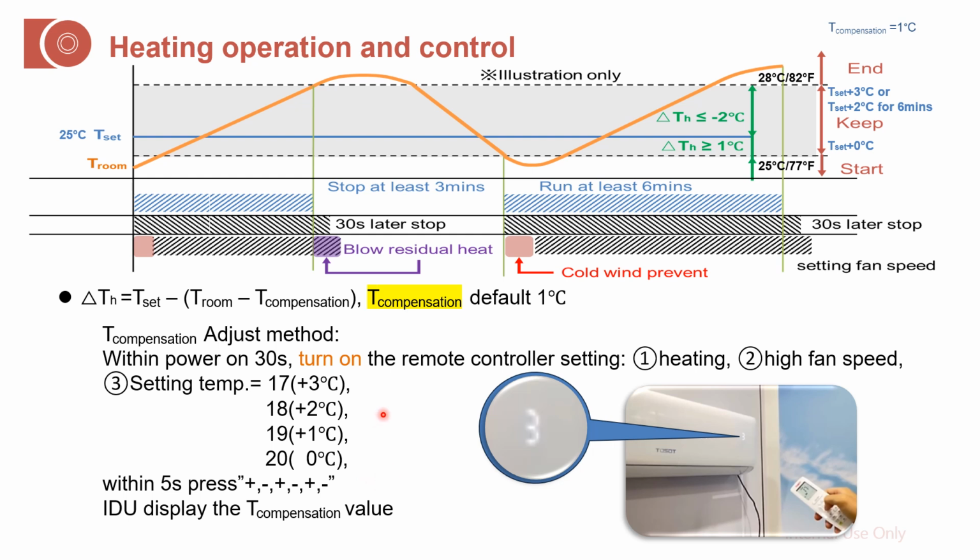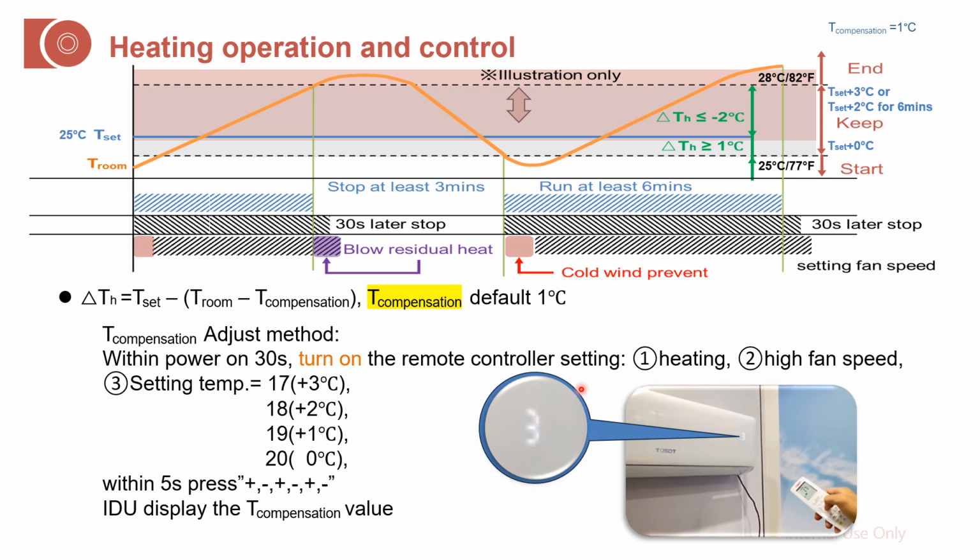So let's say you would like to change it to +3, so input 17. Then, according to this password, if the setting is successful, the indoor unit will display this T compensation on the indoor unit panel, just to give you feedback.